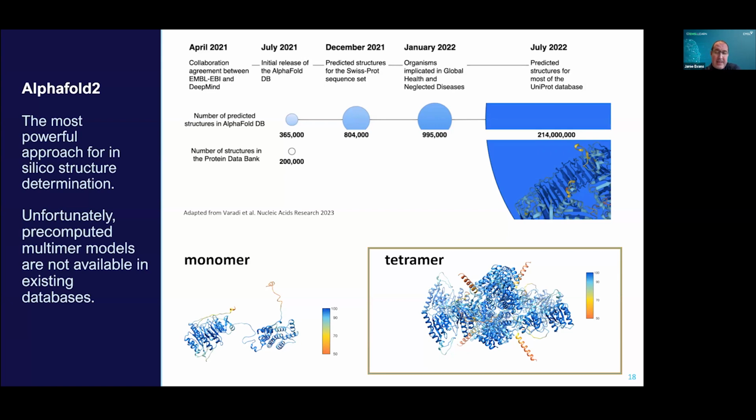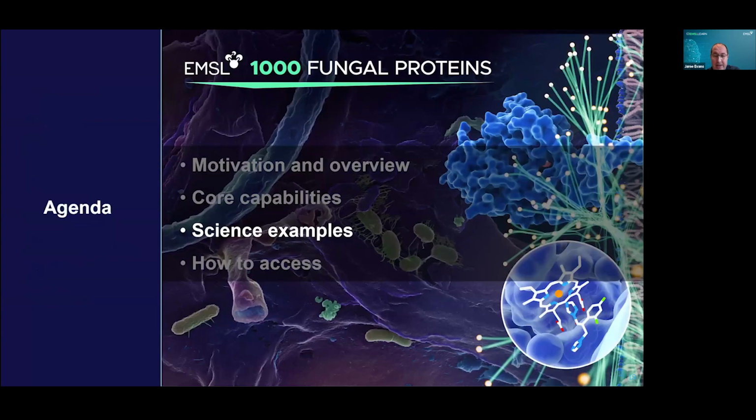So hopefully this has now given you a brief overview of some of the core capabilities, not all of them, associated with the 1,000 fungal proteins project, but these are largely the ones that are applied to most every sample that does come in. And so with that, I will turn it over to Irina to continue with the science examples.